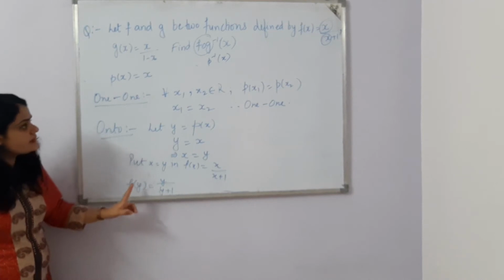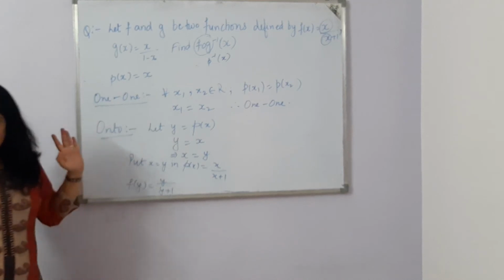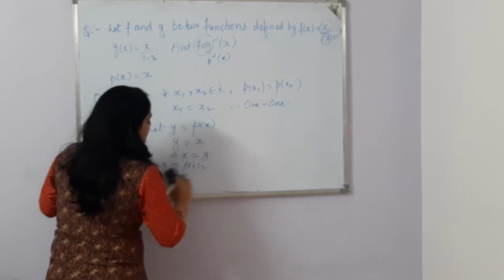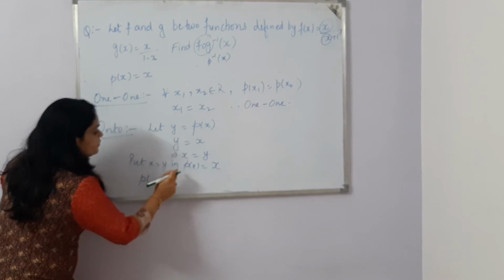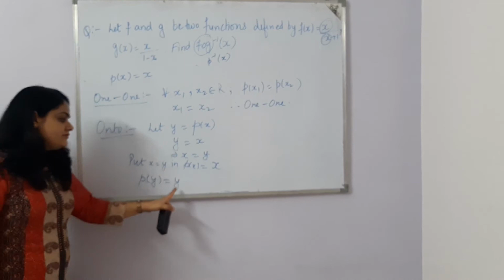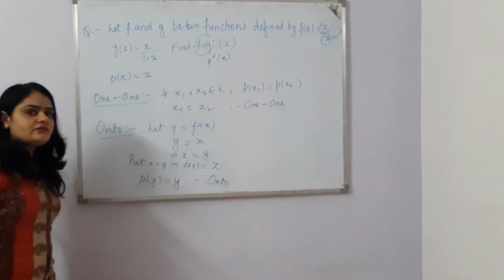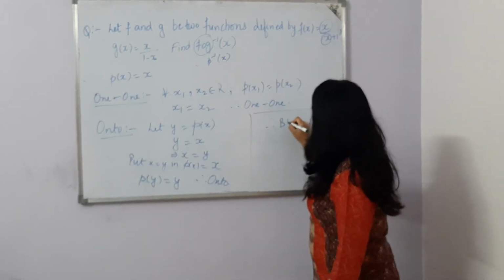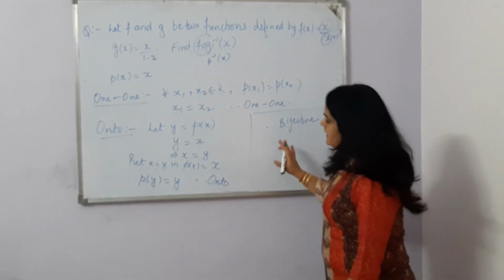Whenever we substitute, we need to substitute in p of x. I am making the same mistake again and again, so please be careful. Here p of x is equal to x only. So here p of x is equal to y, so p of y is equal to y. Of course we get y directly, so hence the function is onto. If the function is one-one and onto, hence it is bijective.